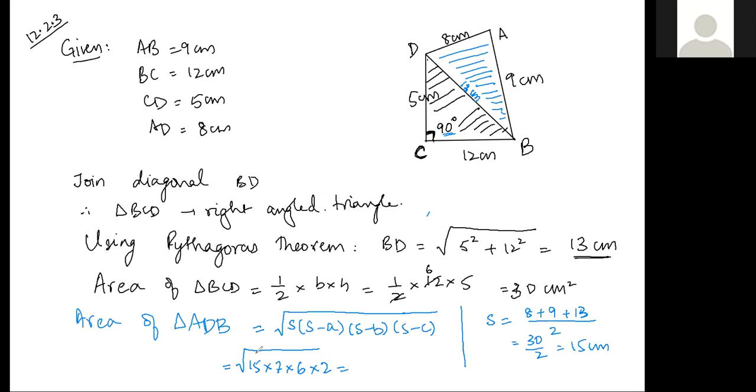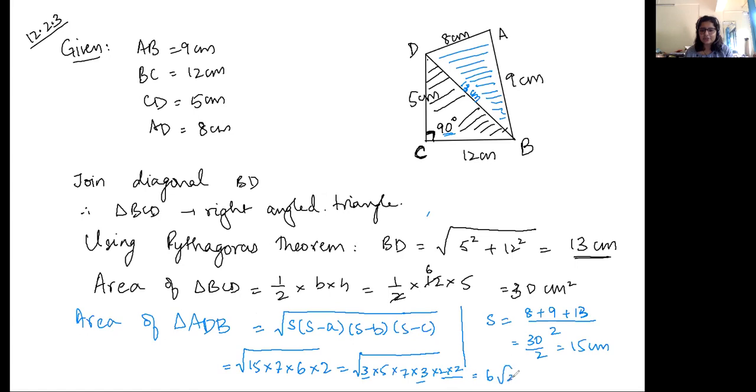Ma'am, we can write 15 as 3 into 5, and 6 as 3 into 2. Yes. 15 is 3 into 5 and 6 is 3 into 2. And then there's 3 into 5 into 7 into 2 into 3 into 2. So 3 into 5 into 7 into 6 can be written as 3 into 2 into 2. So we've got two 2s and two 3s. So this will be equal to 6 root 35 centimeter square.